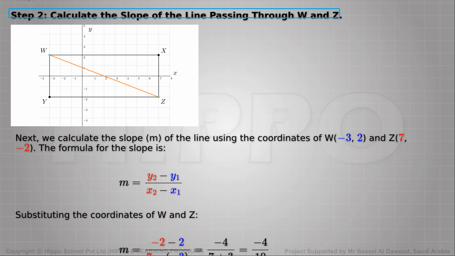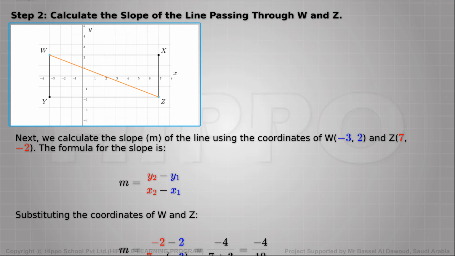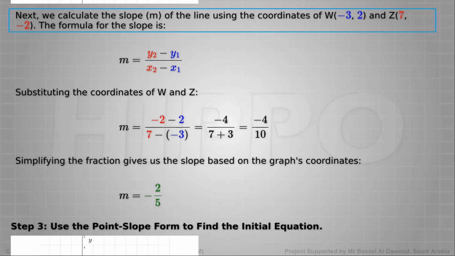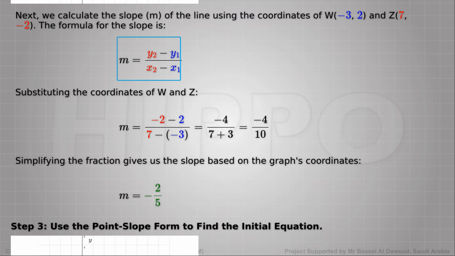In this image, we've drawn a bright orange line connecting W and Z to help visualize it. Remember, the slope is the rise over run, or the change in y divided by the change in x. Let's use the slope formula. Let's break down that calculation. We plug our coordinates into the slope formula. M equals y2-y1 divided by x2-x1.